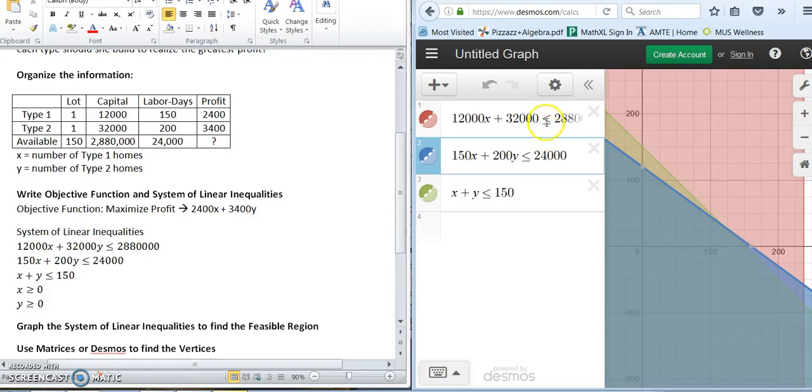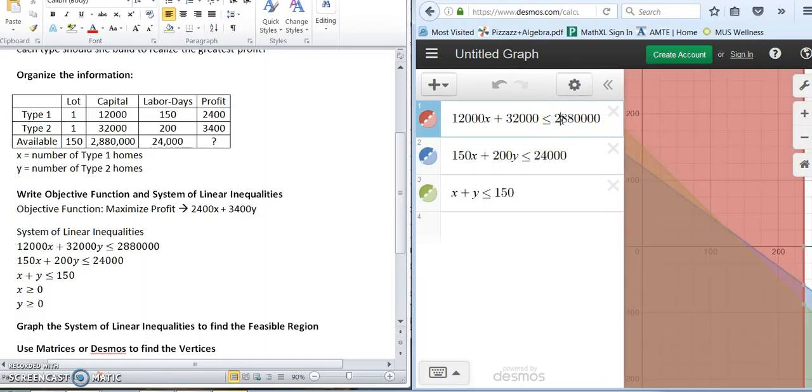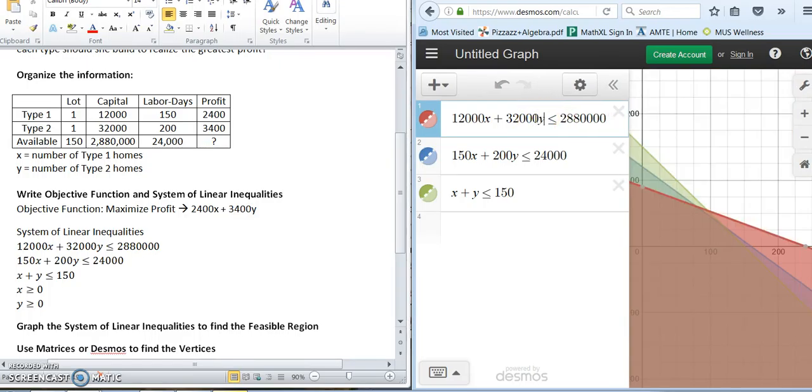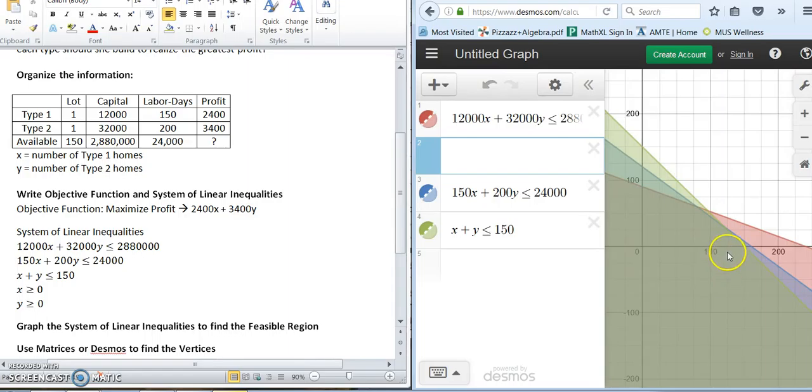And somehow something seems off. Just going to make sure that my 288 is correct. Yep. Oh, I forgot to put the y on my 32,000. There we go. Okay, that's better. So now using Desmos and finding that point of intersection, I have 80, 60, and I also have 120, 30. Great.